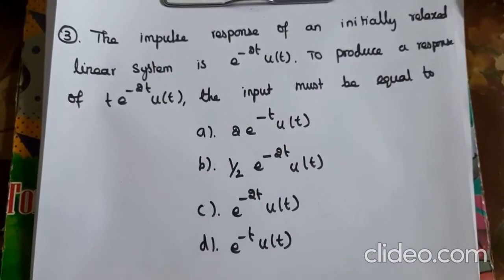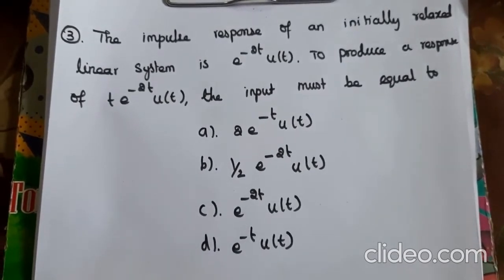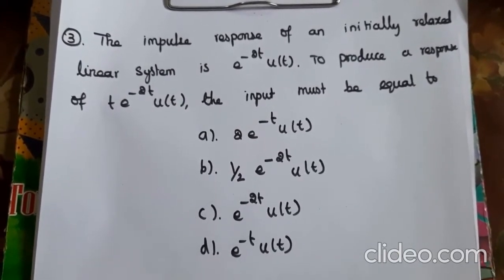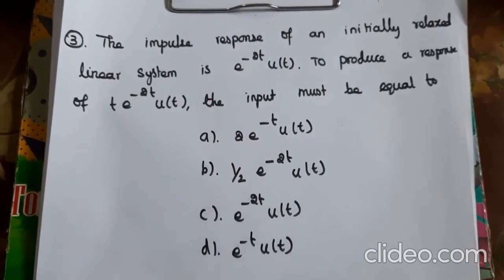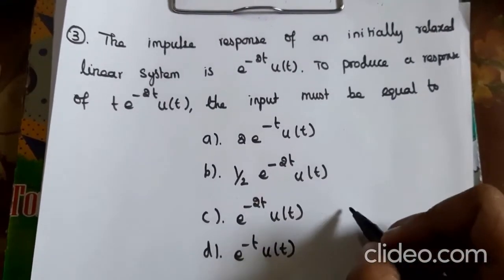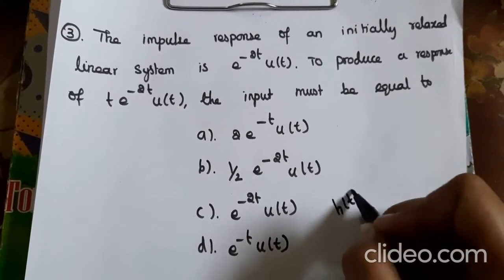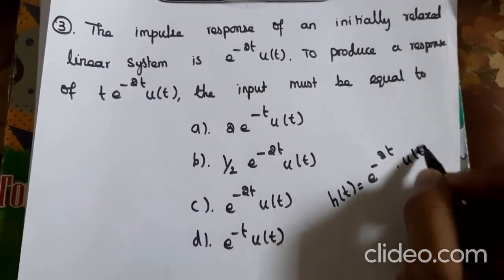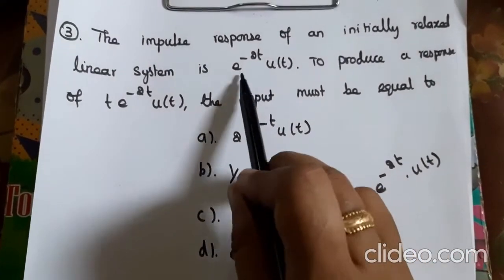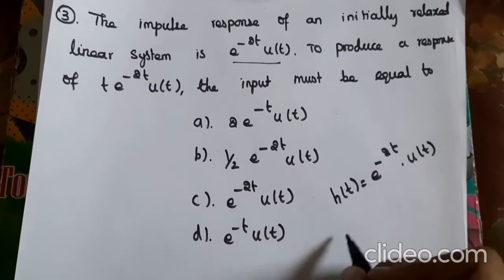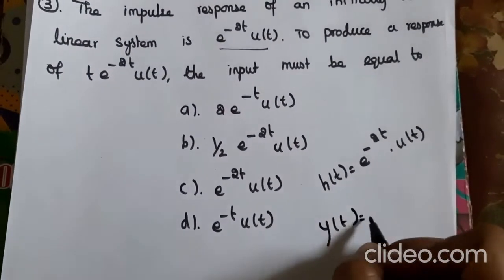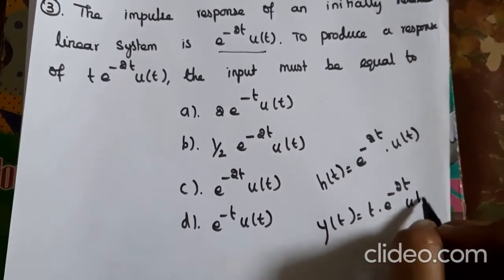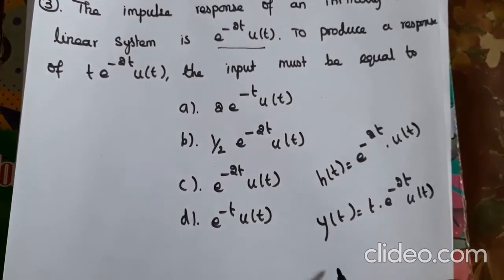Third question, the impulse response of an initially relaxed linear system is e power minus 2t into u of t. To produce a response of t into e power minus 2t u of t, the input must be equal to what? Here h of t is equal to e power minus 2t into u of t, and the response y of t is equal to t into e power minus 2t into u of t. We have to find the input signal x of t.